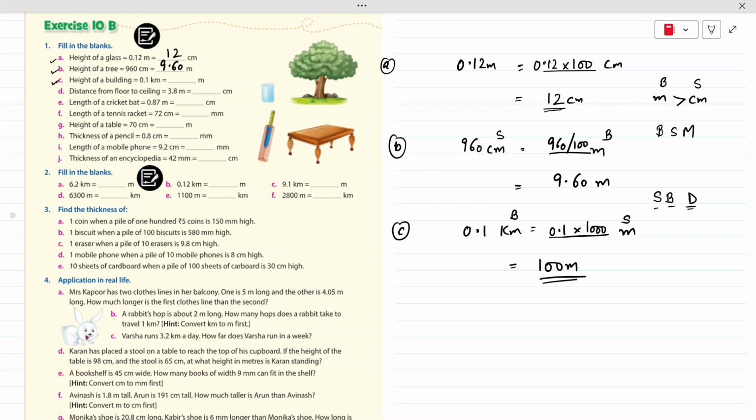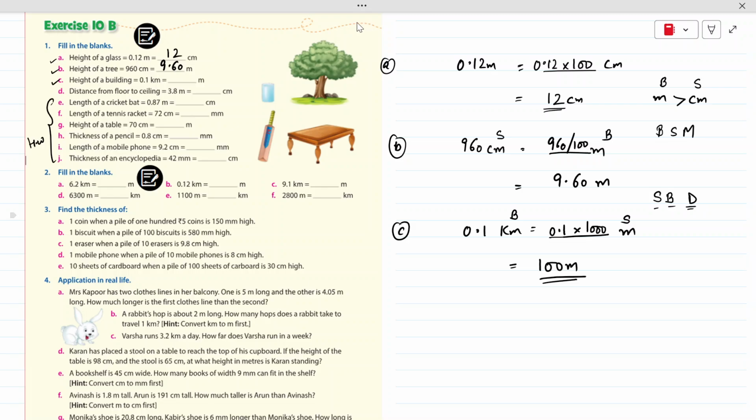This is also done. Coming to question number D, we have to convert meters into centimeter. Next also the same. All these questions are based upon the same thing which we have just done now. So I'm giving all these parts as homework. This is very, very easy, right? Likewise, you have to do these questions.